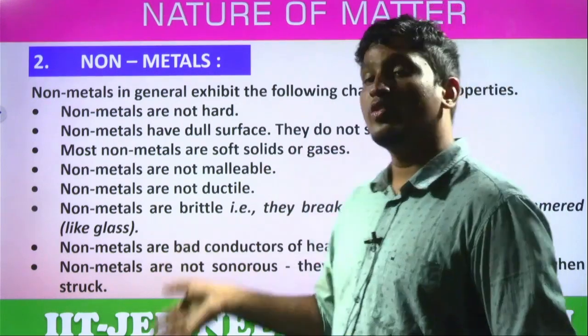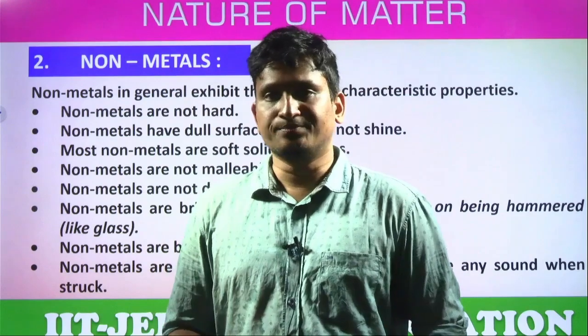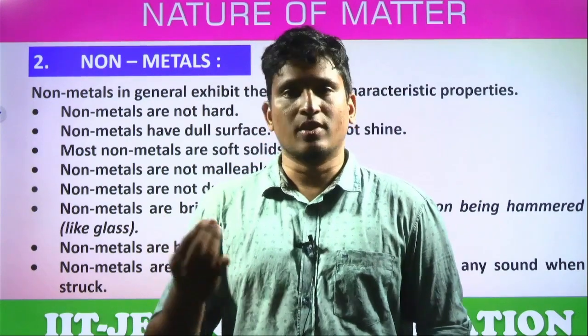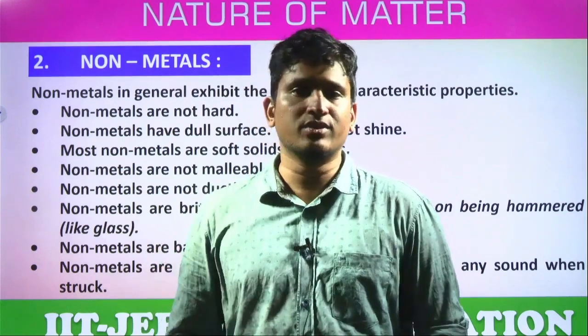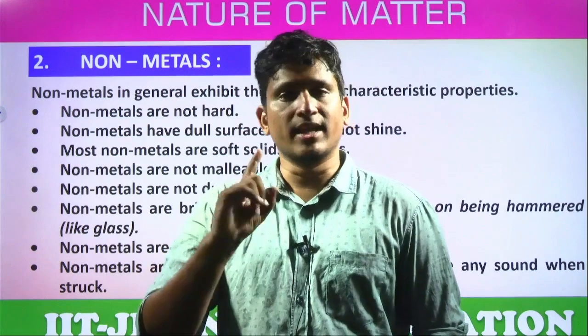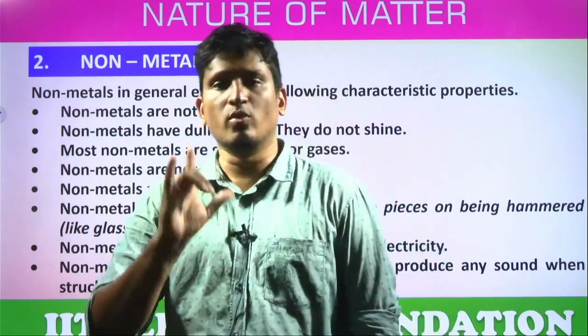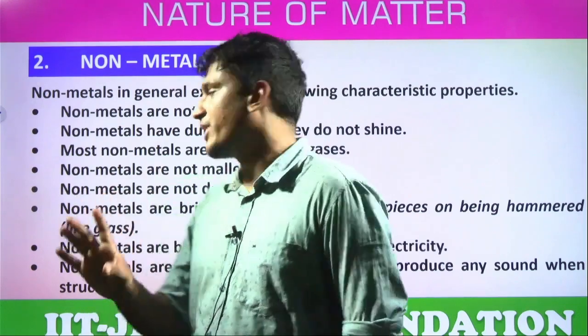Non-metals exist as solids, liquids and gases. Solids means carbon, sulfur, iodine, phosphorus. These are mainly solids. Gases means hydrogen, nitrogen, oxygen, fluorine, chlorine. These are gases. There is one liquid non-metal, that is bromine. The only liquid metal is mercury, the only liquid non-metal is bromine, right?